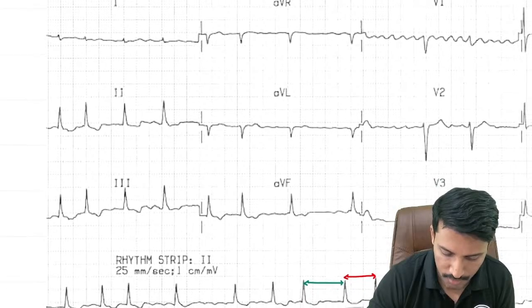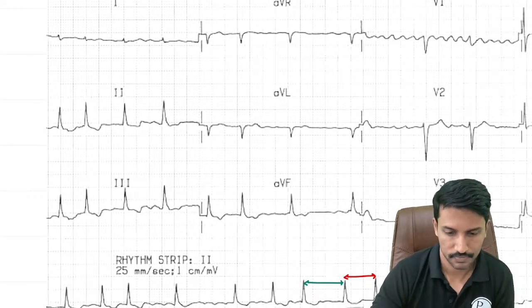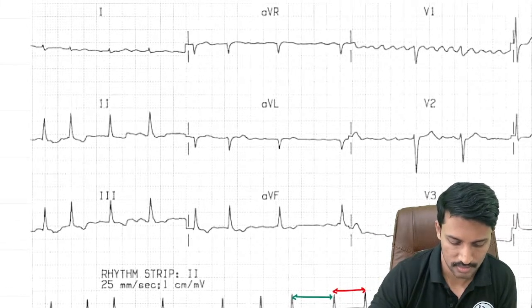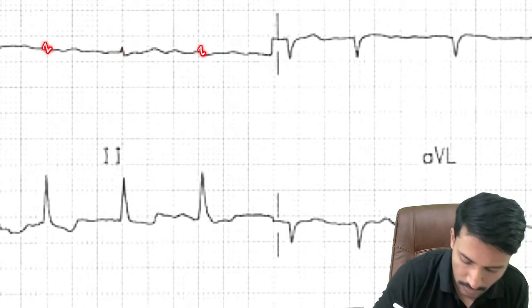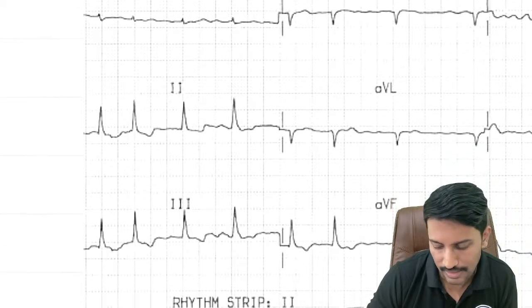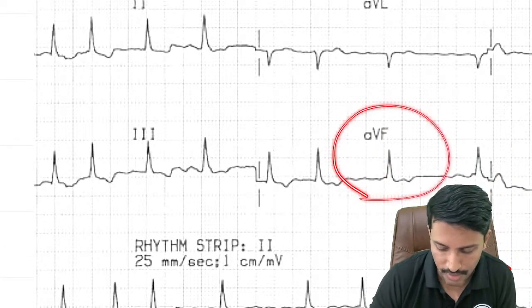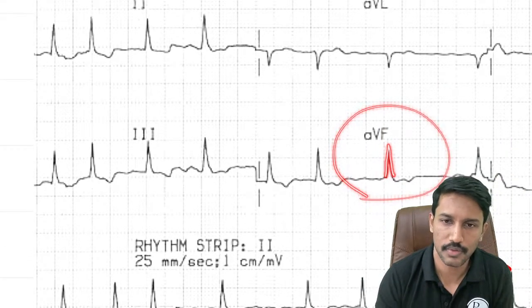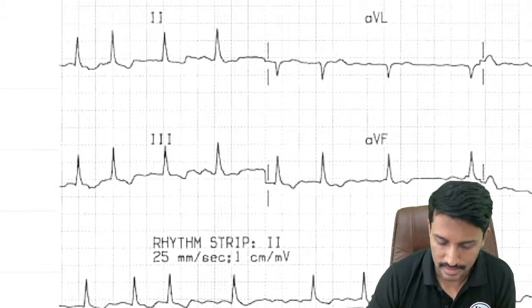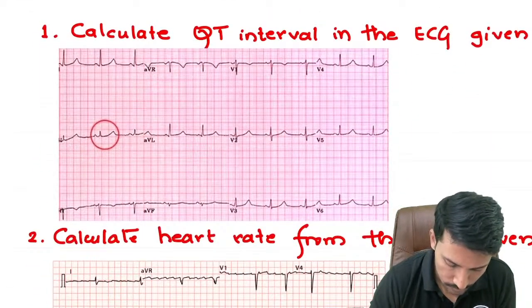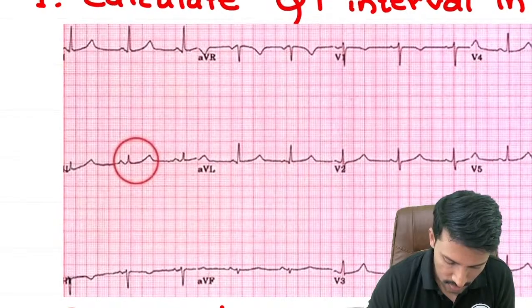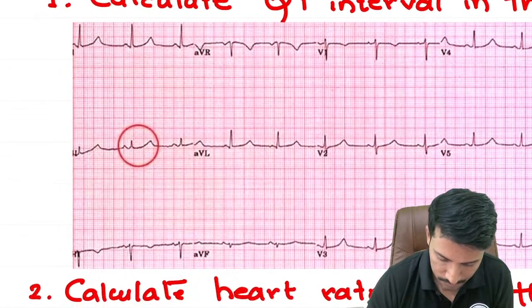So here, which appears to be equiphasic in this ECG? In this ECG, clearly lead 1 appears to be equiphasic. So if lead 1 is equiphasic, its 90 degrees is AVF. AVF is positive, which means we have a heart axis of 90 degrees. Okay, so in this one, which appears to be equiphasic?